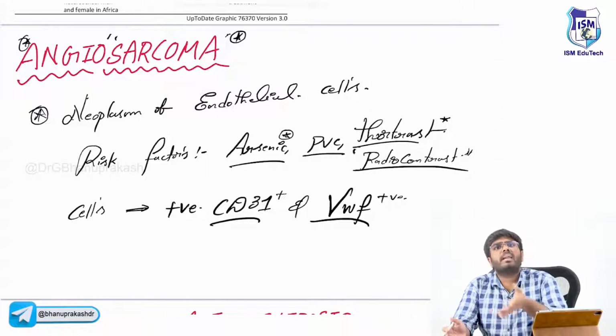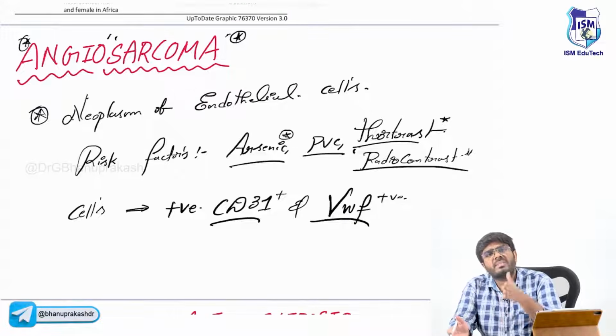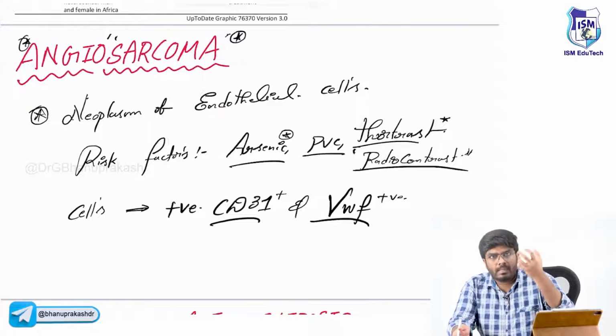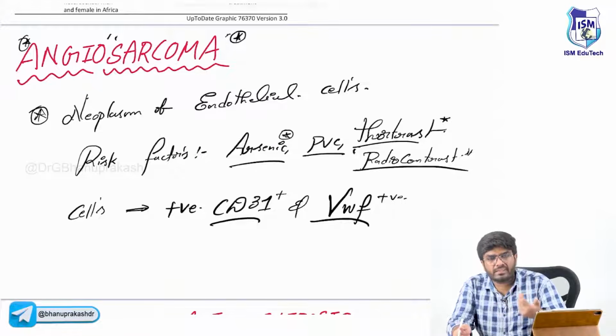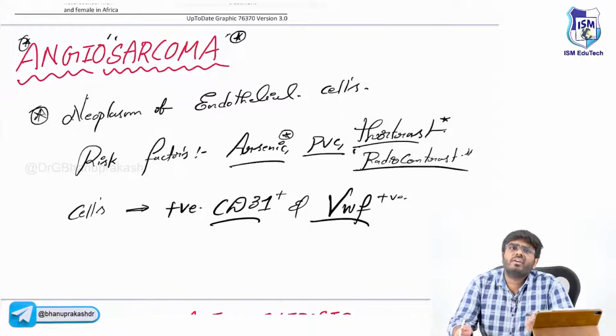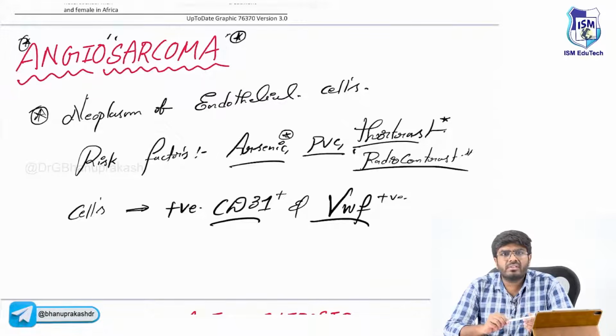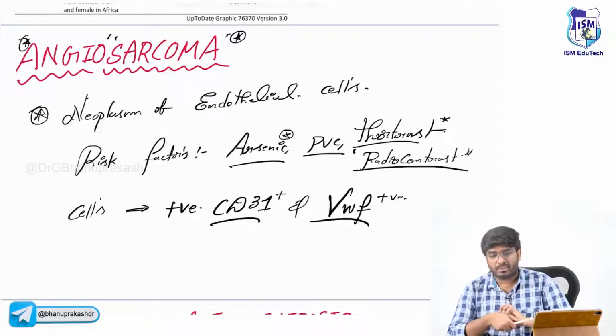Why? Because they are present in endothelial cells. Von Willebrand factor is present in the Weibel-Palade bodies of endothelial cells. It helps in platelet adhesion, aggregation, and clotting. CD31 is a marker of endothelial cells. In the topic of inflammation we have discussed, the marker of endothelial cells is CD31, and the marker of selectins is CD62.